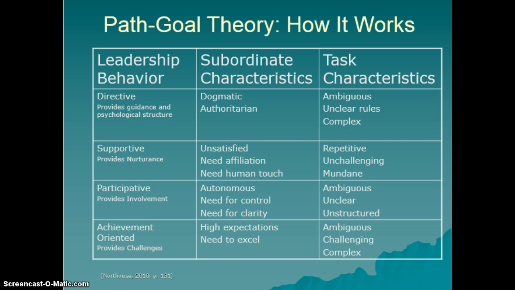Here in this chart you see the leadership behaviors, the subordinate characteristics, and the task characteristics. Together these combine to show how the Path-Goal theory works and how it makes it clear to leaders how to pick the best type of leadership behavior that fits the best subordinate characteristics and the task characteristics.